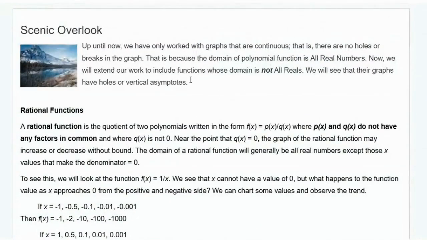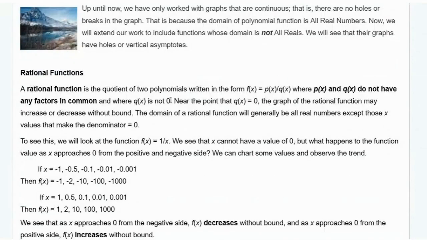So up until now, we've really only worked with graphs that are continuous, right? There's no breaks in the graph. They go from one side of the graph to the other and on to infinity, because the domain of polynomial functions has been all real numbers. So we're going to extend and look at functions that are not all reals. So a rational function, let's talk about what a rational function is. It's basically the quotient of two polynomials.